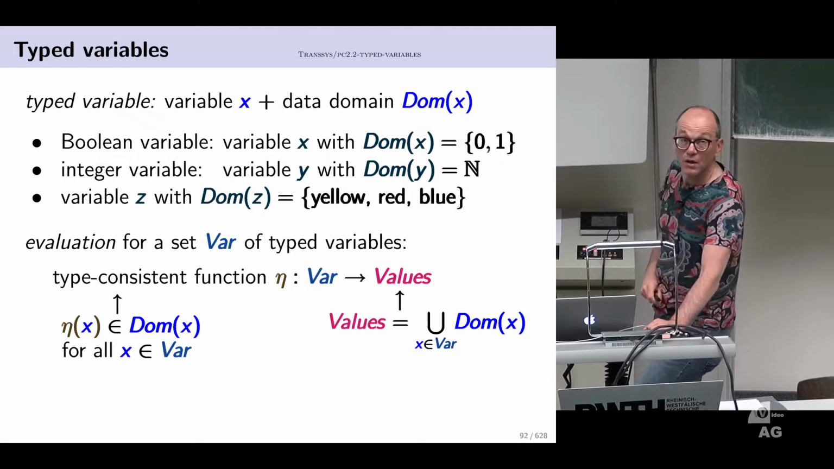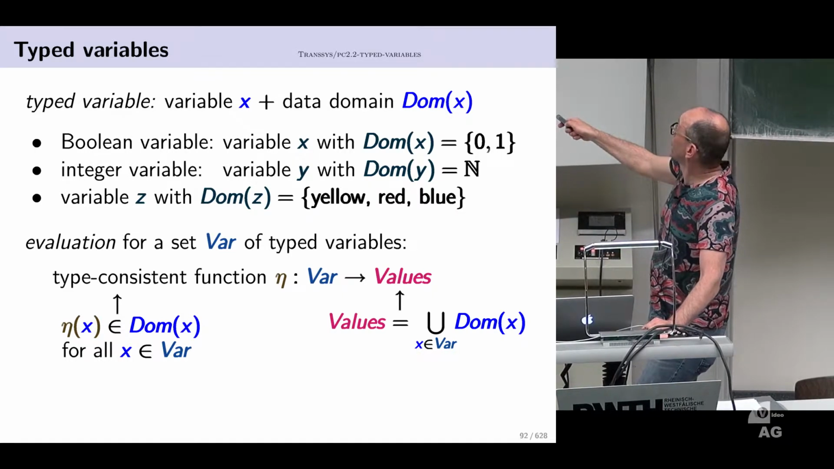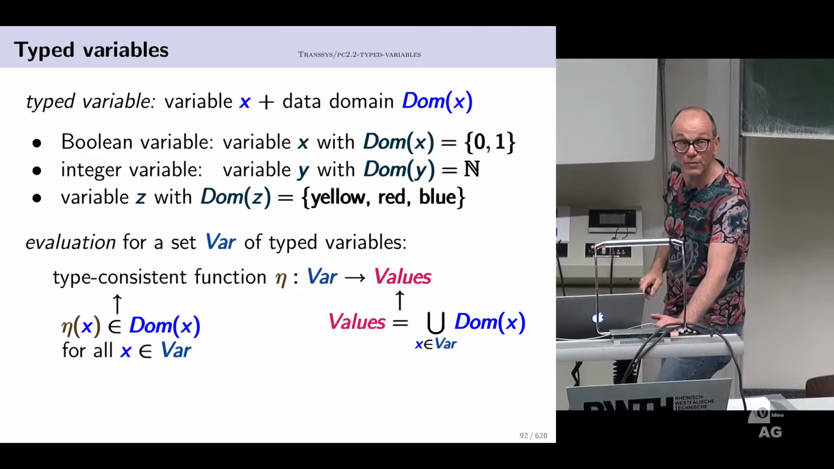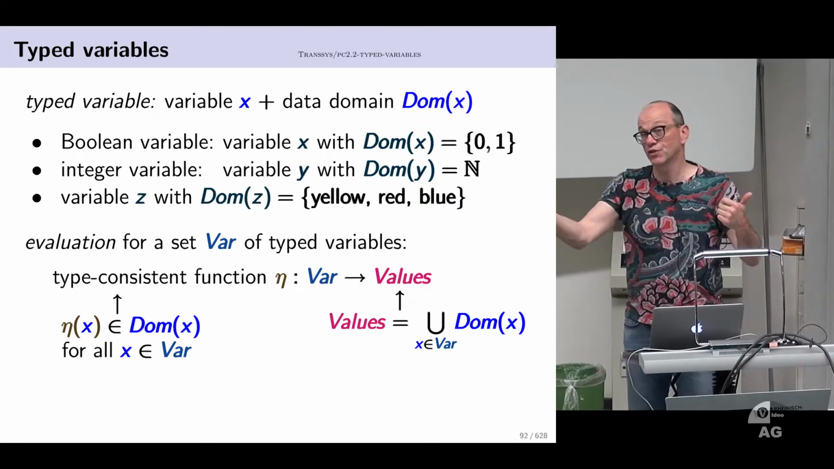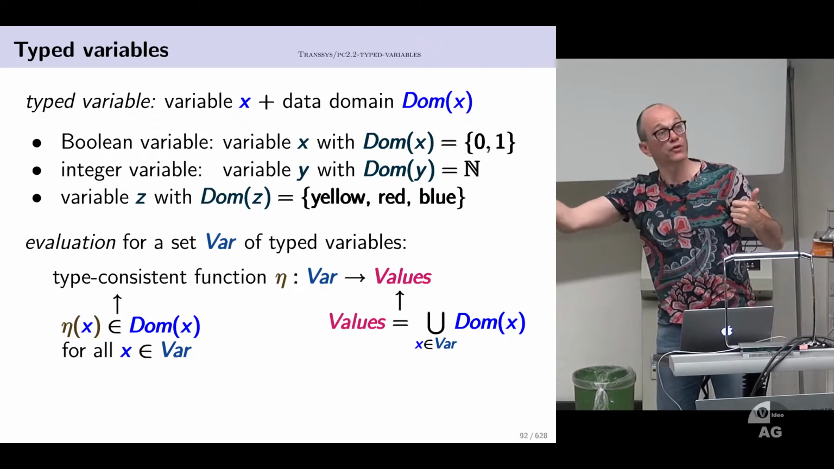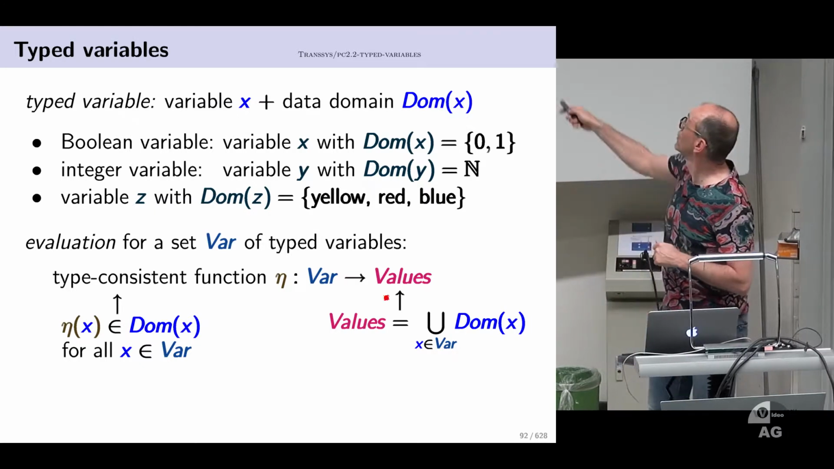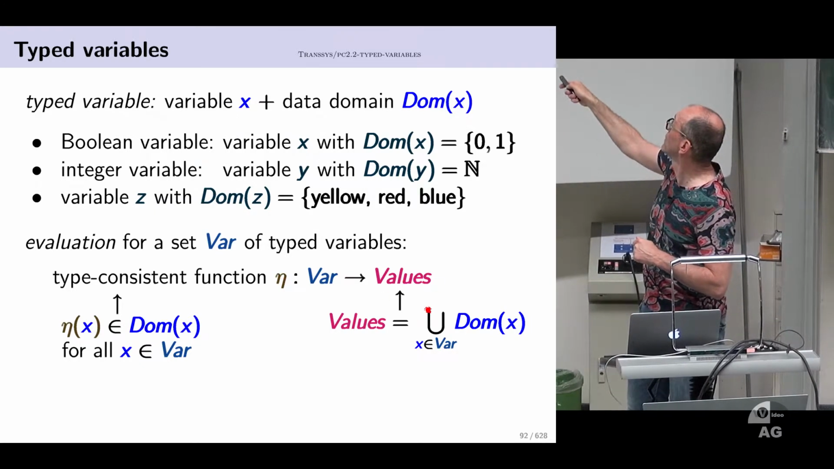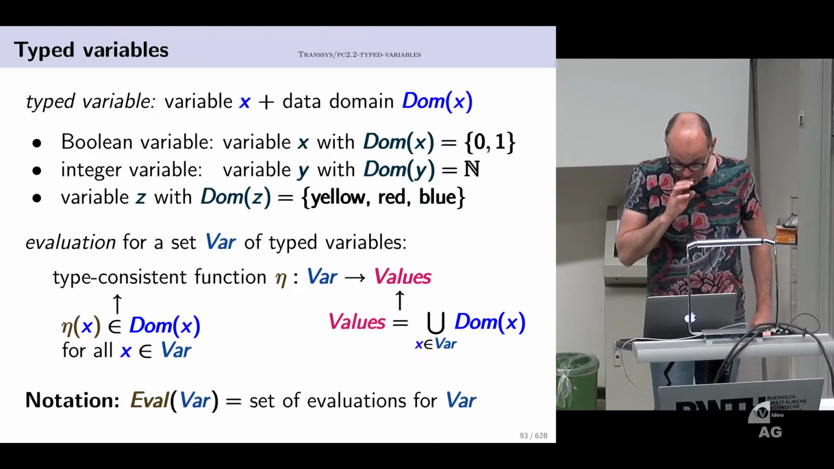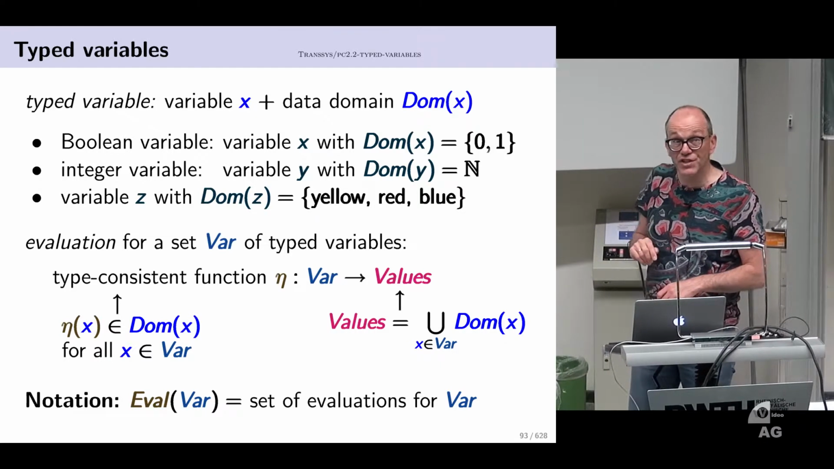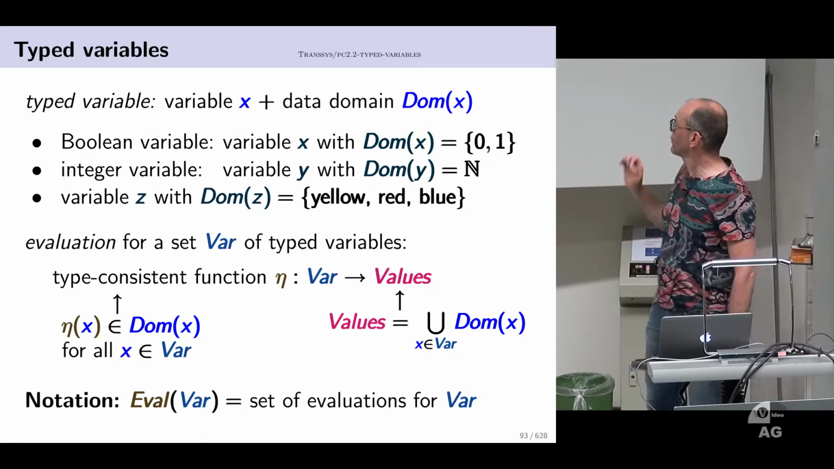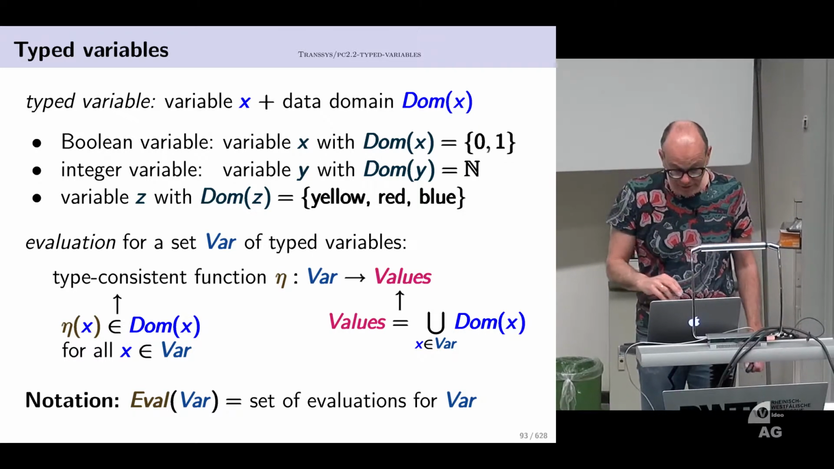What are the values? Now, we take the union over all the domains of all the variables. If I have a Boolean variable, an integer, and a string, then this function is going to assign to this Boolean, to this integer, and to this string a value. So the codomain of eta is the union of the Booleans, the integers, and the strings. Good. So I'm going to use this notation. Eval(Var) is the set of evaluations, the set of functions. An evaluation is a function. It's a set of functions over the set Var.